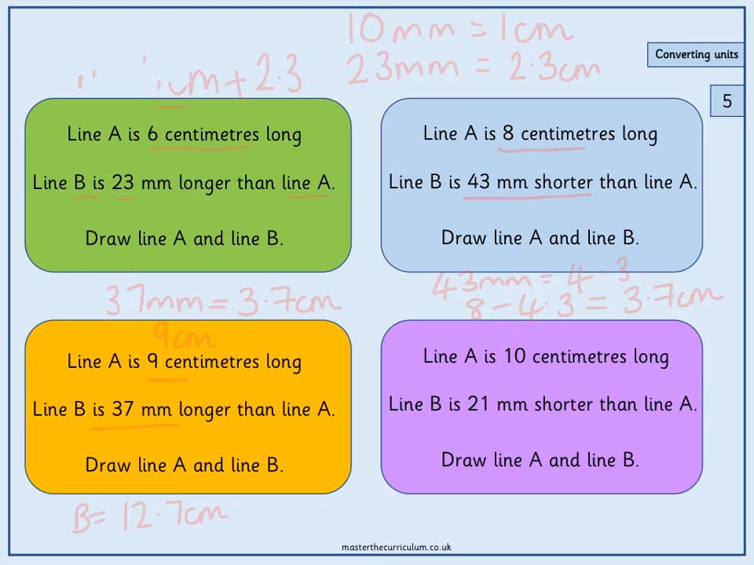And this last one, line A is 10 centimeters long, B is 21 millimeters shorter. Again, B is 2.1 centimeters. Got to take that away from the 10. So B would be 7.9 centimeters long.